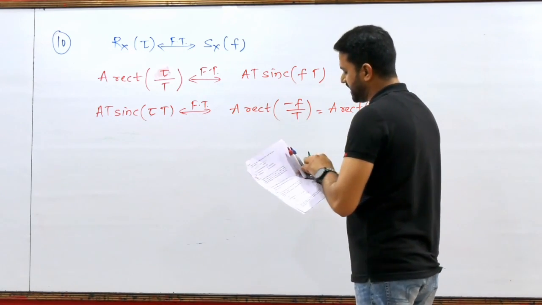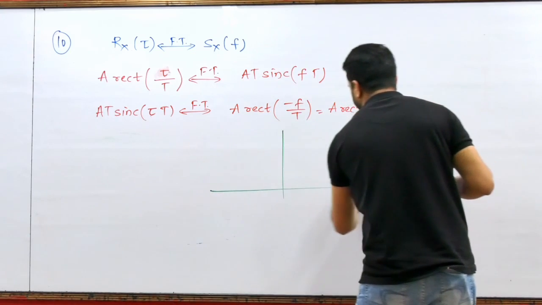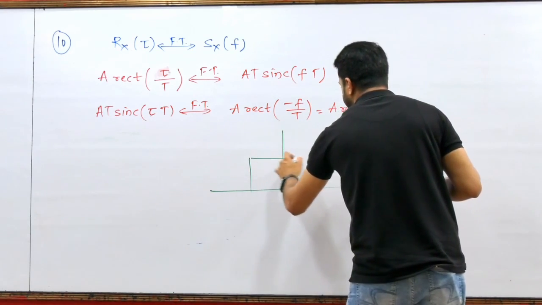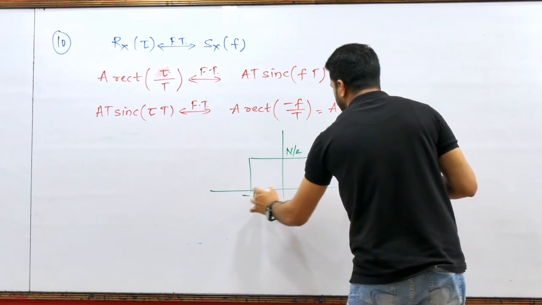Now in the question we have this power spectral density, and this power spectral density is given as N by 2 for the range minus B to B.